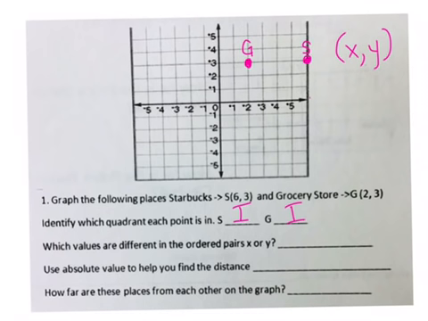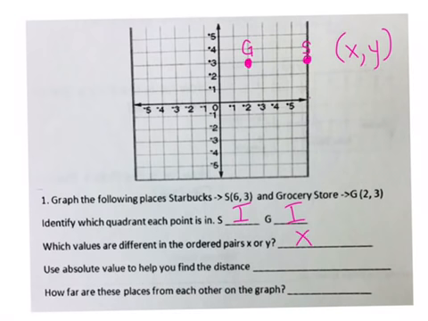Okay, which values are different in the ordered pairs, X or Y? So let's look at it. We're comparing 6, 3 and 2, 3. So I can see the 3's are matching up. Those are the same. The thing that's different is the 6 and the 2, which those are our X coordinates. So X is what is different in our ordered pair.